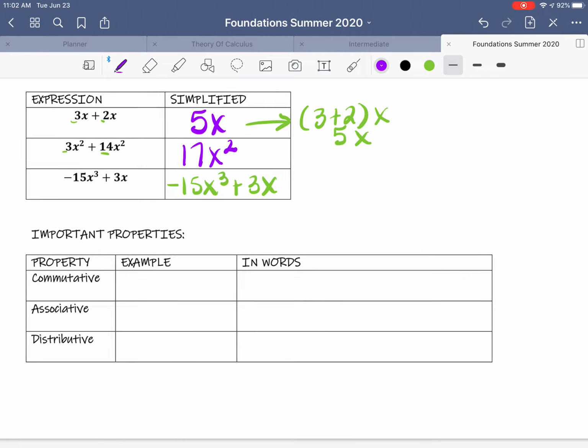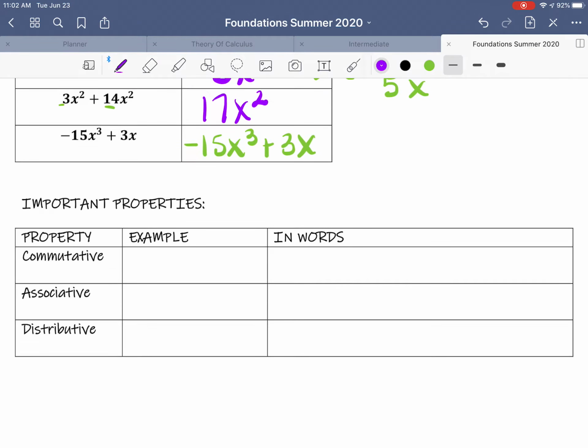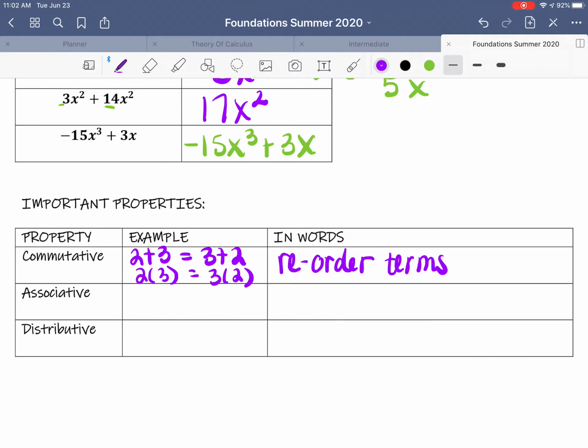And then a couple properties that are going to help us. These are common properties you'll use throughout mathematics. The commutative property basically means you reorder terms. So for example, 2 plus 3 is the same as 3 plus 2. Or 2 times 3 is the same as 3 times 2. You can change that order around and it doesn't affect the outcome. The associative property means that you regroup terms.